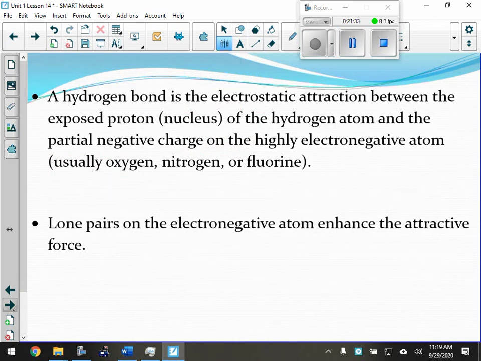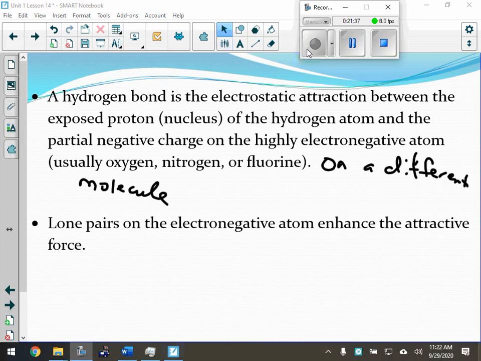Okay, I'm going to let you copy this as well, and then we'll talk about it. A hydrogen bond is the electrostatic attraction, basically the opposites attract, but again, it's the partial opposites attract, right? The partial positive, partial negative. Exposed proton of the hydrogen atom and the partial negative charge on the highly electronegative atom, such as usually oxygen, nitrogen, or fluorine, on a different molecule. Lone pairs will enhance that ability to attract other molecules as well.